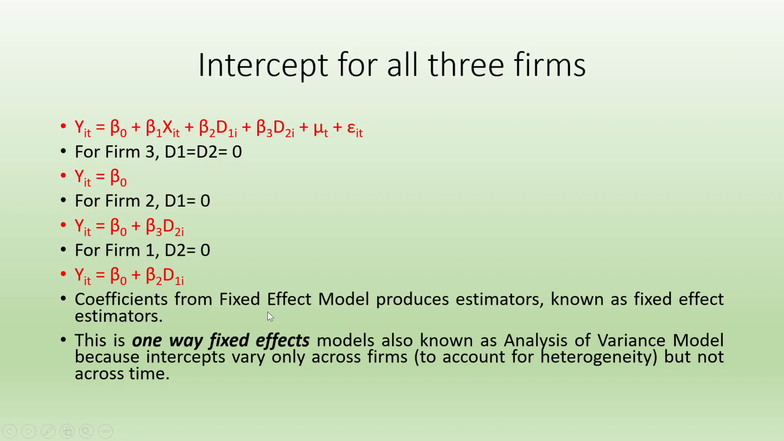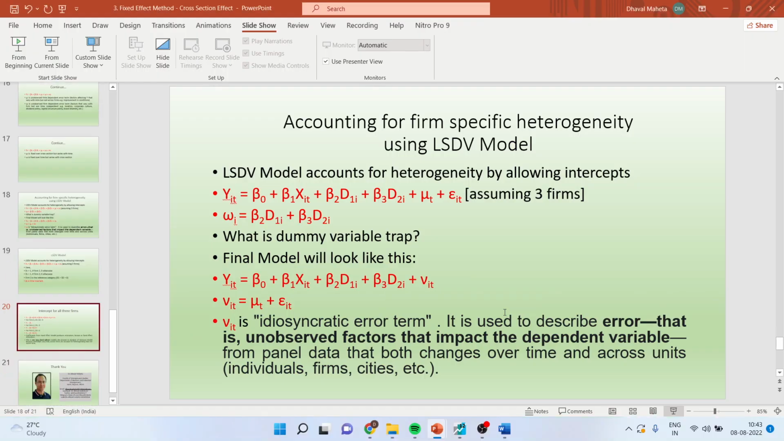The coefficients from the fixed effect model produce an estimator known as the fixed effect estimator. This is the one-way fixed effects model, also known as the analysis of variance model, because the intercepts vary across the firms but not across time. Now let us see how we can do the same thing in EViews.